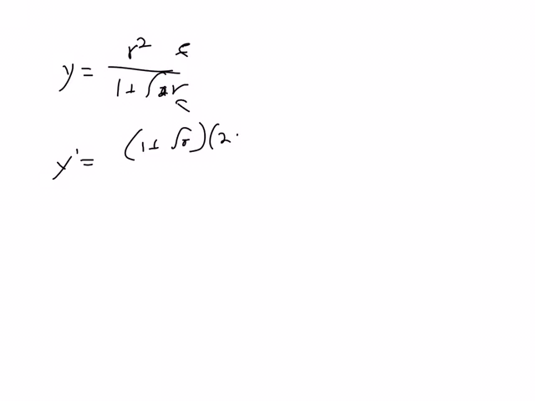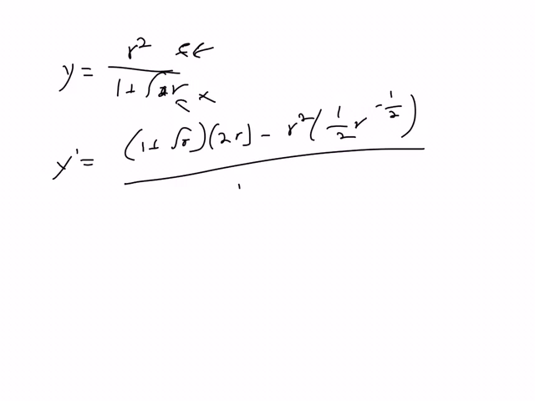Okay, problem 37. Y equals r squared over 1 plus square root of r. So y prime is the bottom, 1 plus the square root of r, times the derivative of the top, 2r, minus the top times the derivative of the bottom. So it's r squared times a half r to the negative a half, all over 1 plus the square root of r, squared.